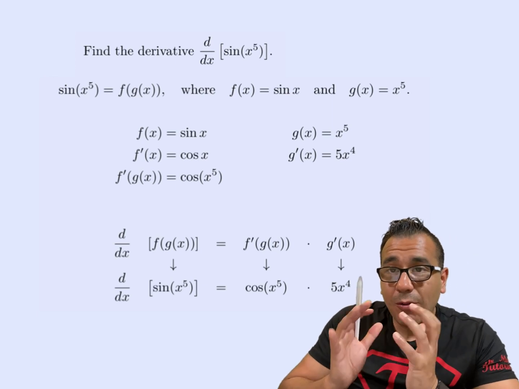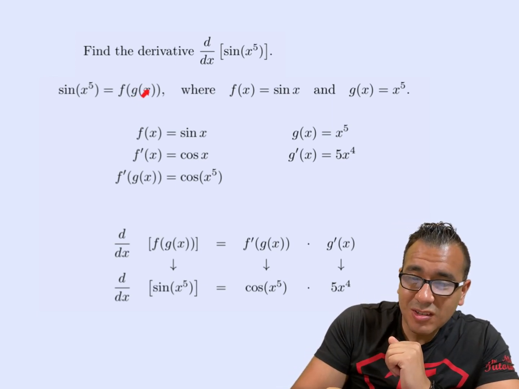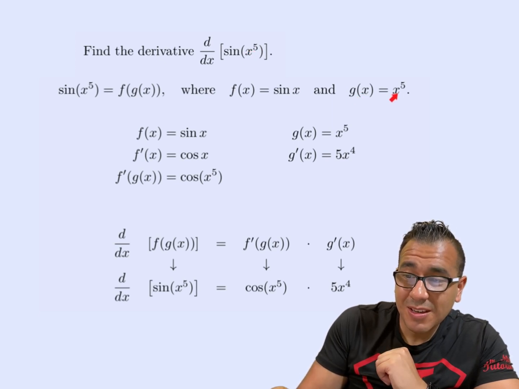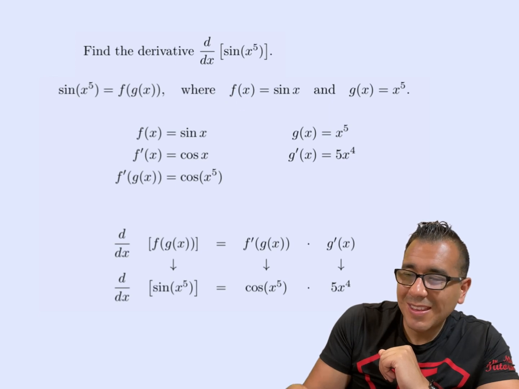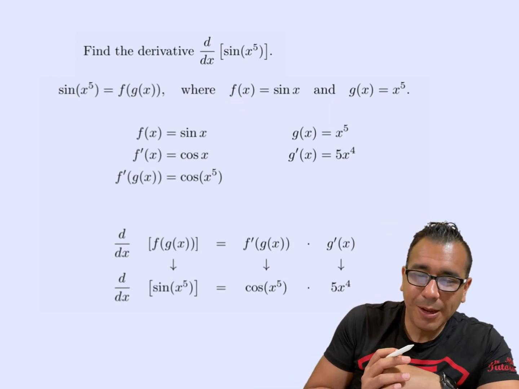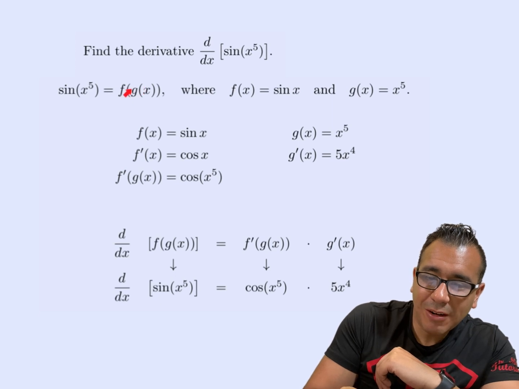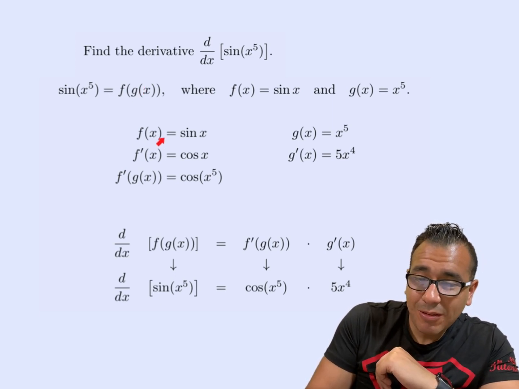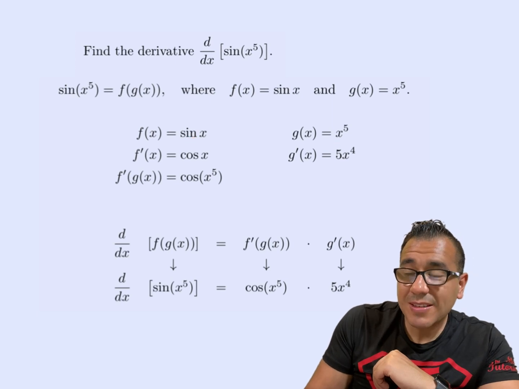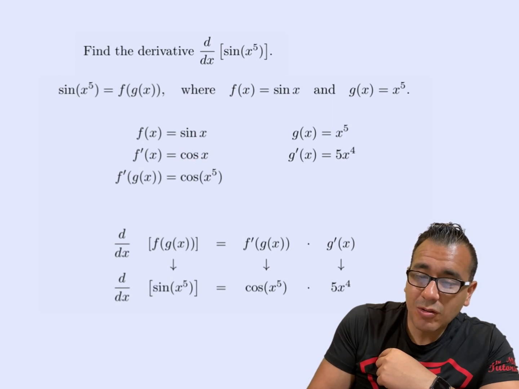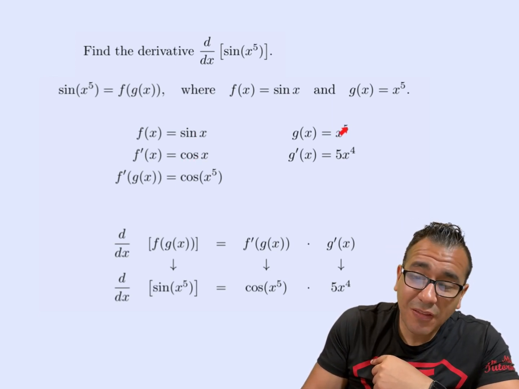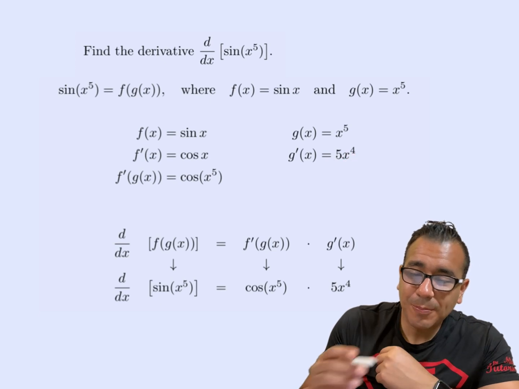The first thing I want to identify is the inner function. This g of x, our inner function, is x to the 5th. And the outer function, sine, we'll call f of x. These names don't matter; we have our inner function and our outer function. Now we lay out f of x, which is sine, and g of x, and we take the derivative of each. The derivative of sine gives us cosine. The derivative of x to the 5th gives us 5x to the 4th.